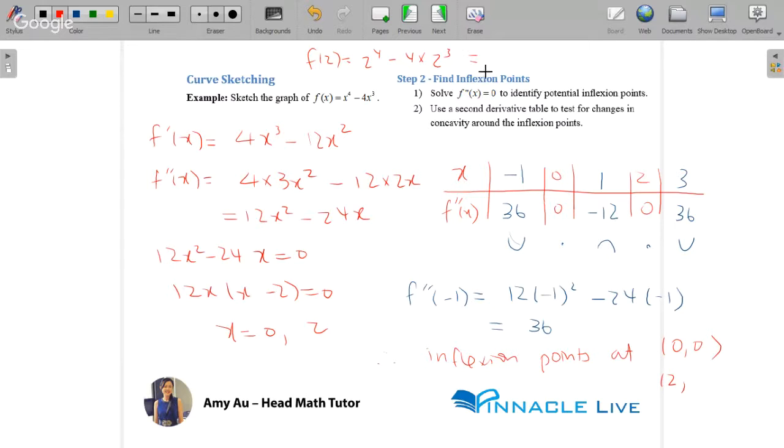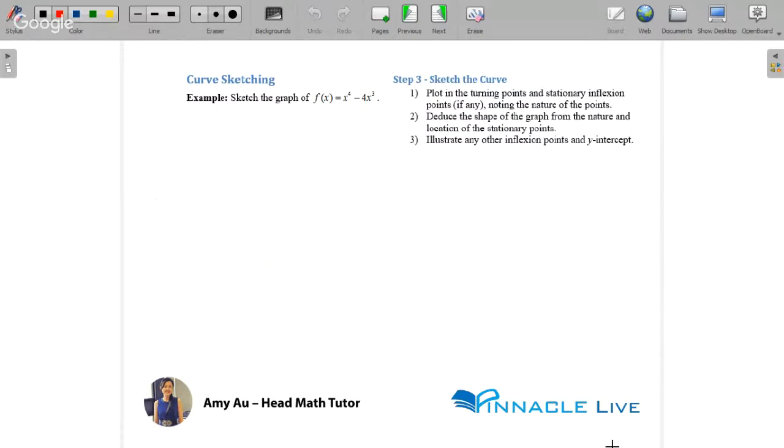Yeah, you can use the calculator to figure out where that point is. It should be minus 16. So minus 16 is the other point. So these first 2 steps basically identify all the features we need to be able to do the sketching, which is the next step.